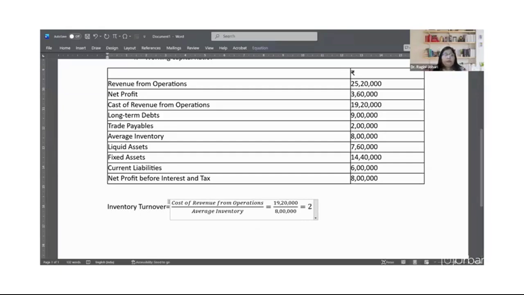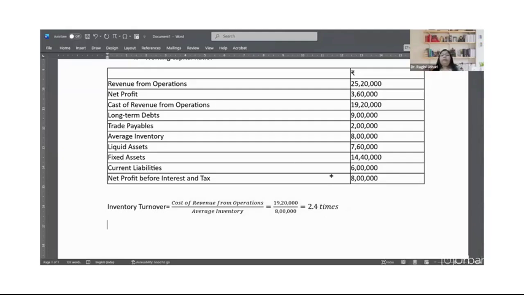2.4 times. Now, what does this conclude? This concludes that the cost of revenue from operations is 2.4 times the average inventory. Average inventory is mostly used in production, so we can also say that the total turnover, or the production activity, in the entire accounting period is 2.4 times.